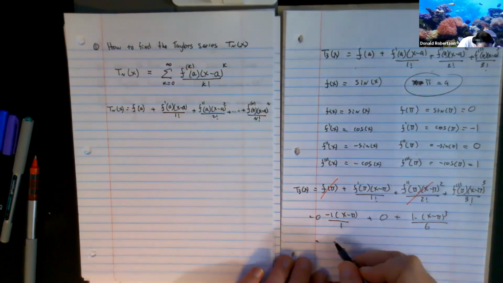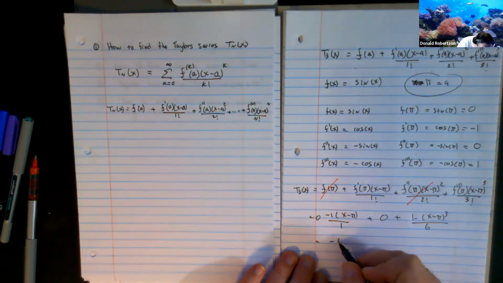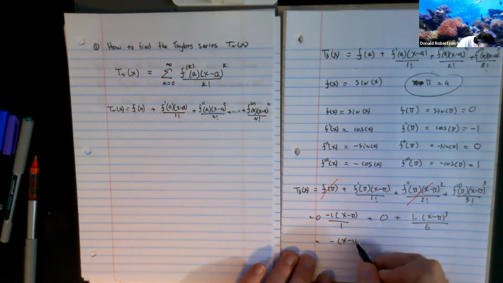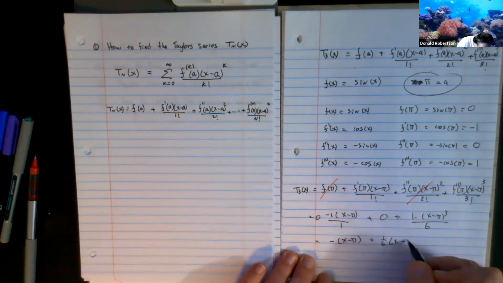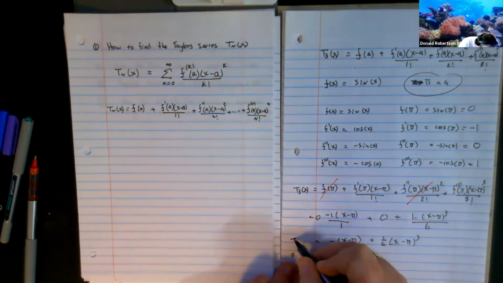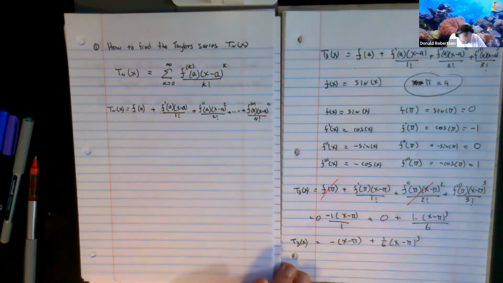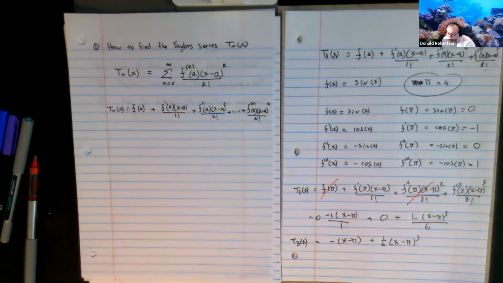So what would it be called? x minus pi plus 1/6 x minus pi cubed. And we have now found T3 of x. Are we comfortable about this process?